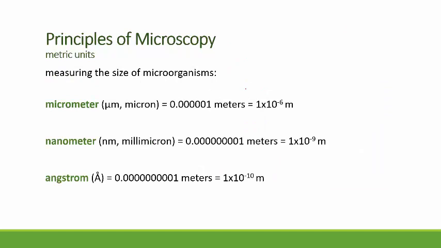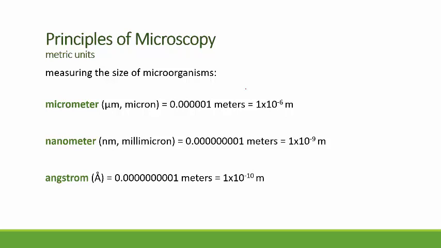So when we think about the sizes of the organisms that we'll be looking at in microbiology, we measure them in millionths and billionths of meters. A meter is approximately a little bit more than 3 feet, like 3 1/3, give or take, feet. And when we talk about microorganisms, we usually use micrometers or microns and nanometers, sometimes called millimicrons, but we'll use mostly the terms nanometer and micrometer.